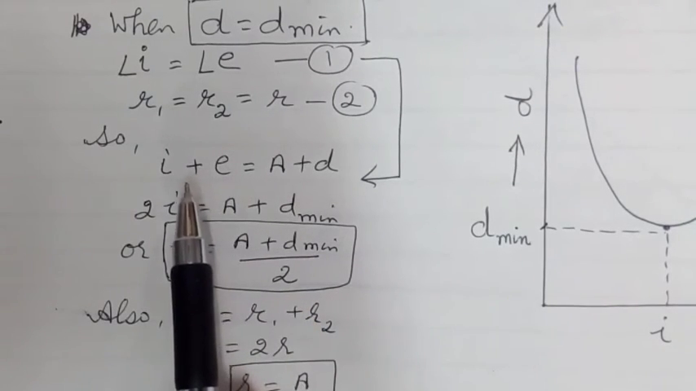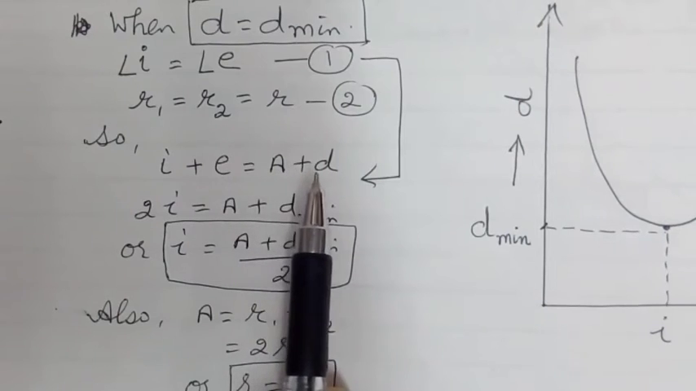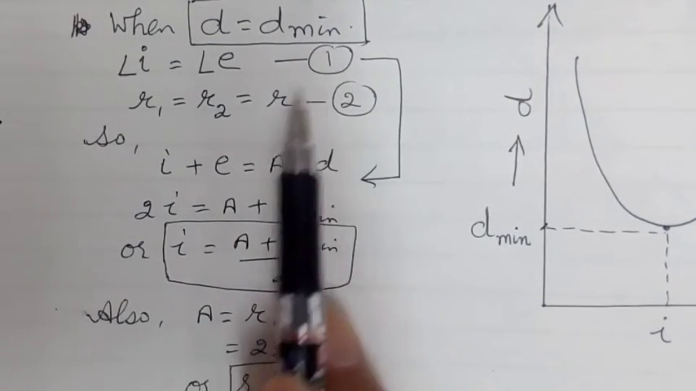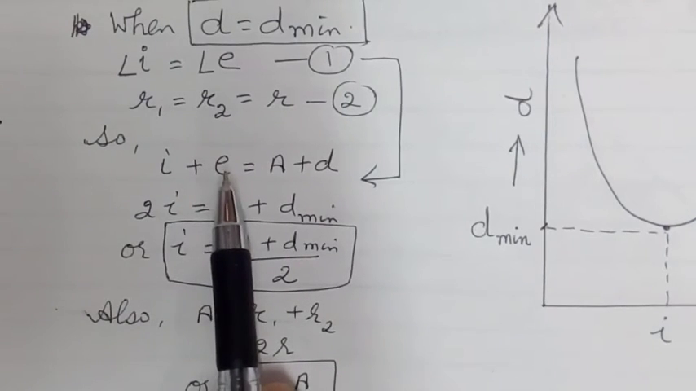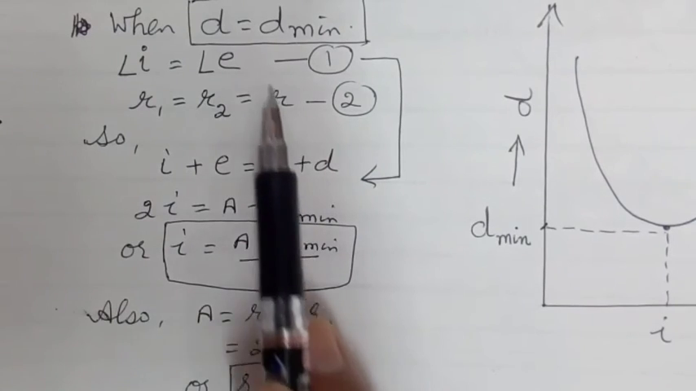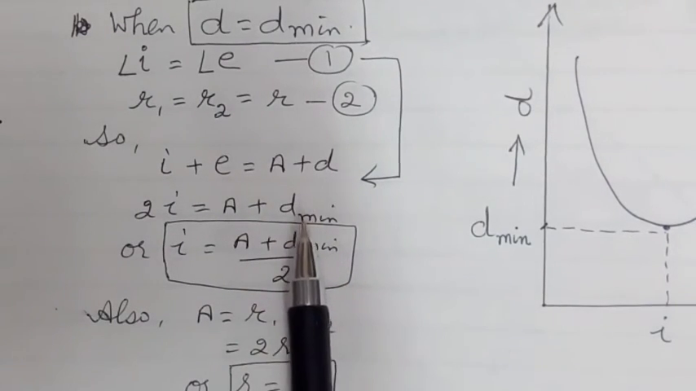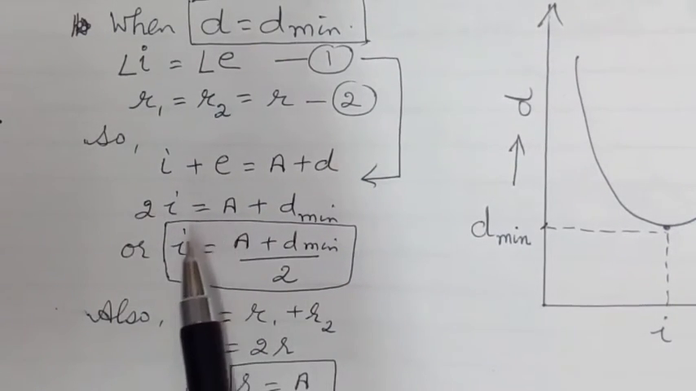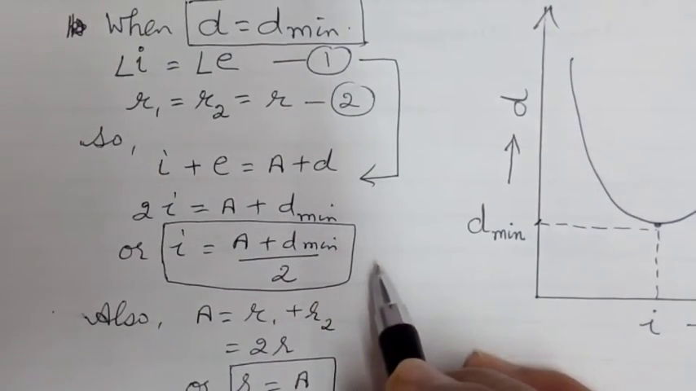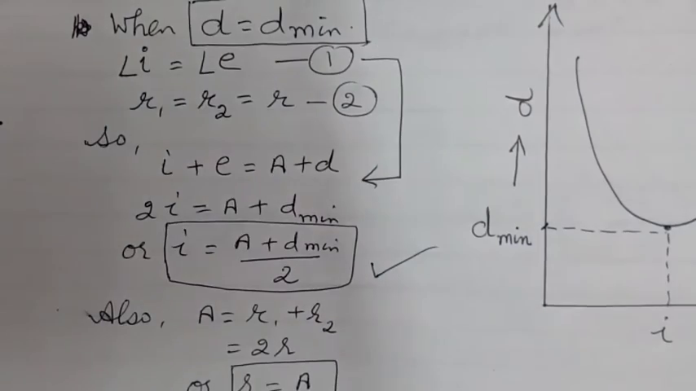Putting these values in I plus E is equal to A plus D, from equation number 1, I is equal to E. Put I in place of E. So 2I is equal to A plus D minimum, where D is equal to D minimum. When D is equal to D minimum, this is the relationship. Very, very important. You might need this for your numericals.